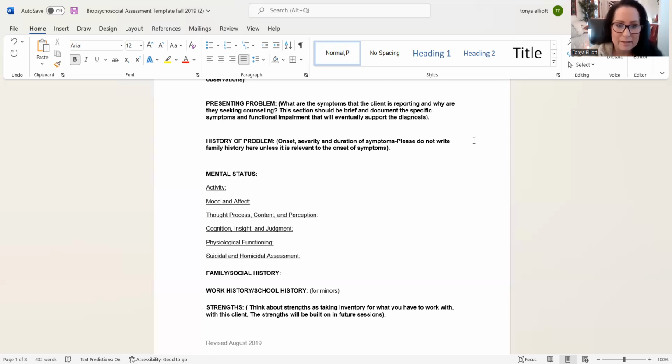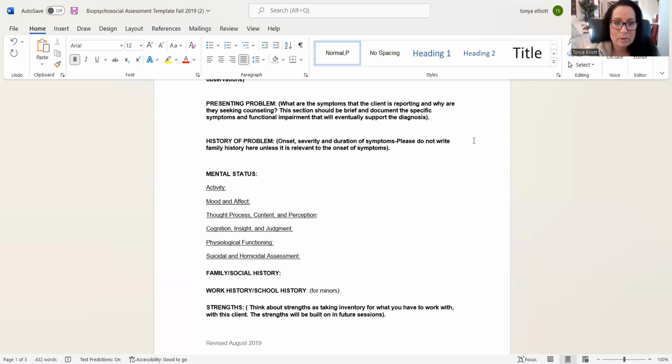Mood and affect. I think this section gets confused a lot with students. So mood, I would just say really simply that mood is what the client reports to you, and affect is what you're observing. So a lot of the times we're asking ourselves the question, is their mood congruent with their affect?